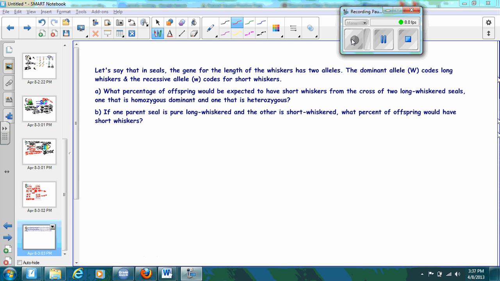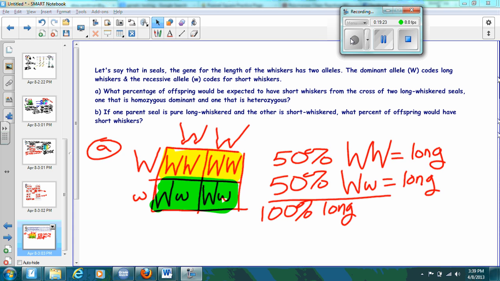Now I want you guys to do this one. I want you guys to try to figure it out. I want you to break it down. Okay? Try to do it. I'm going to put the answers up in a second. So here's the answer to A. I'm going to erase it in a second. I'm going to do B.